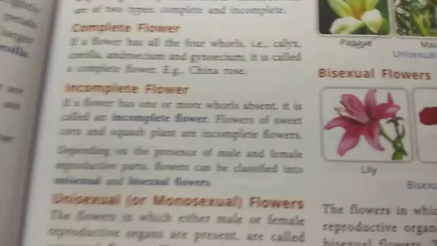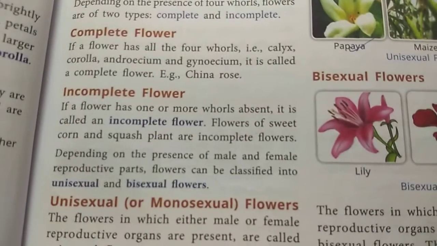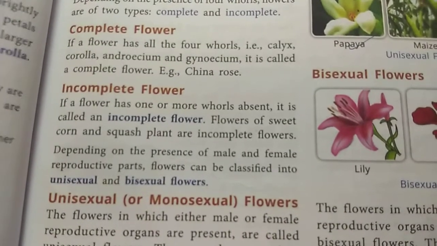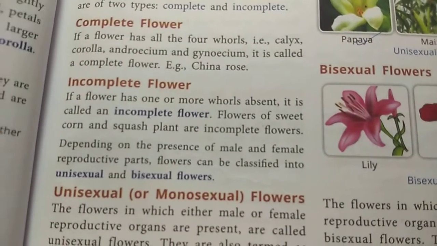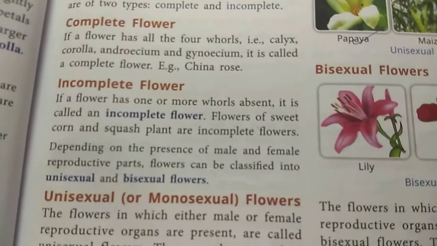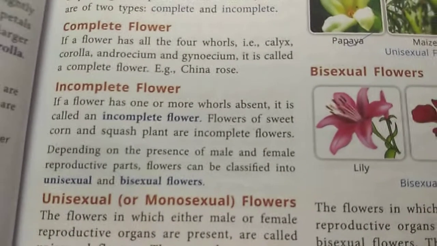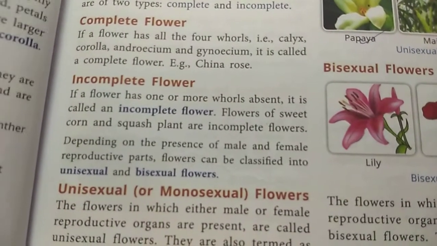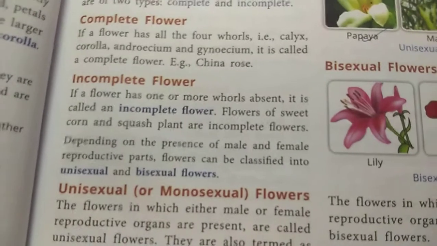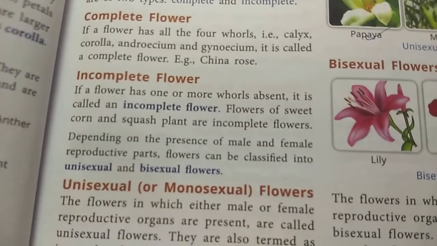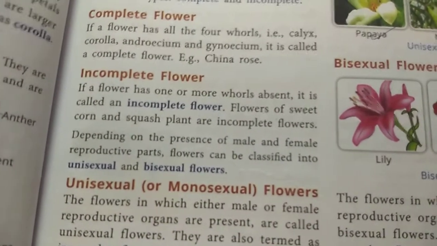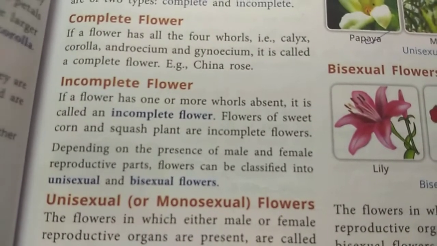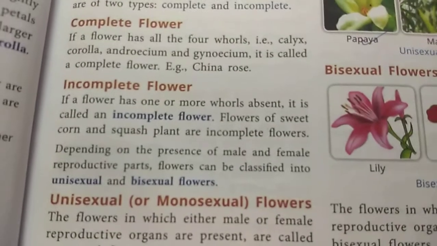Let us see the complete flower. If a flower has all the four whorls, that is calyx, corolla, androecium and gynoecium, it is called a complete flower. For example, China rose. China rose is an example of a complete flower because it has all the four whorls: calyx, corolla, androecium and gynoecium. Androecium is the male reproductive part and gynoecium is the female reproductive part.